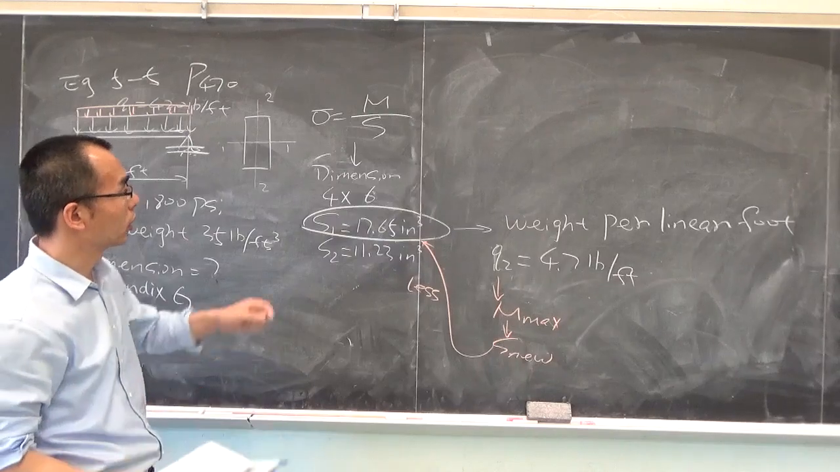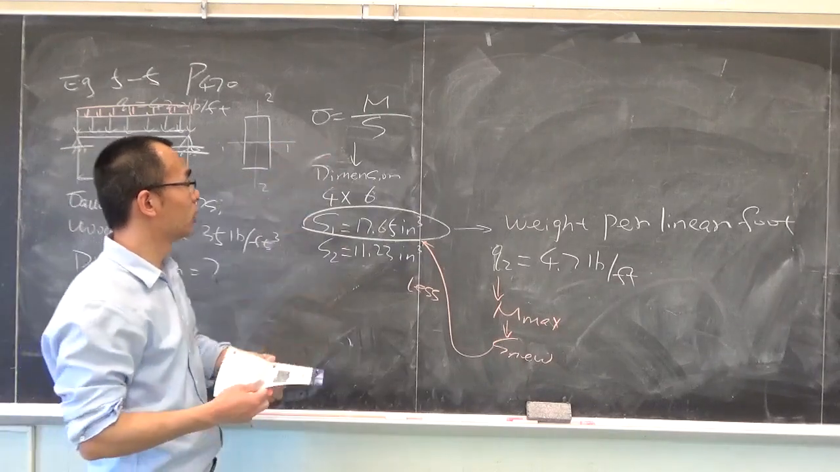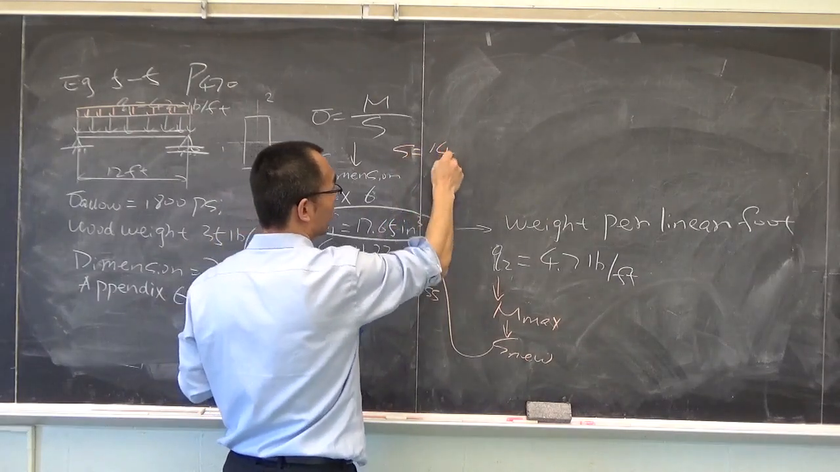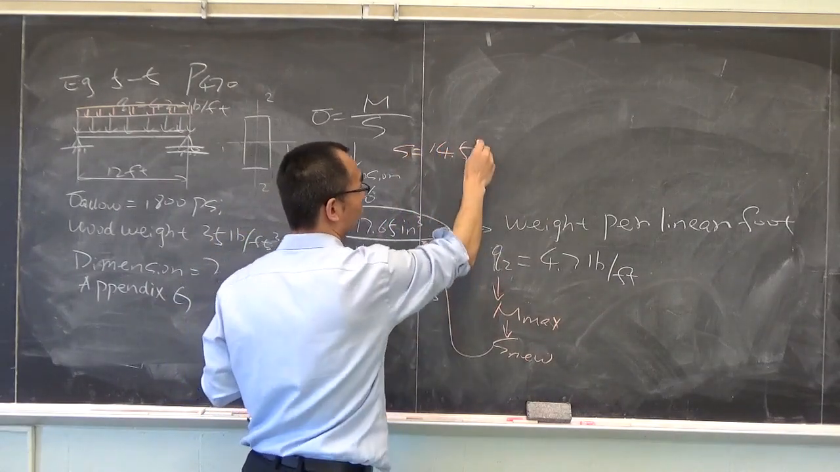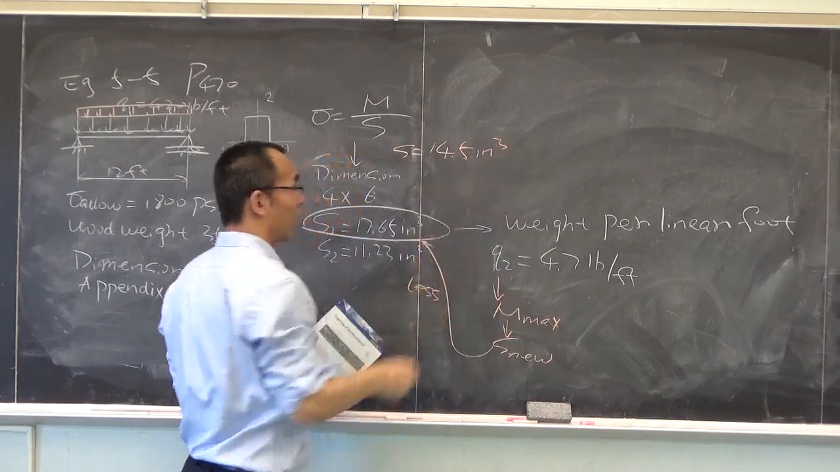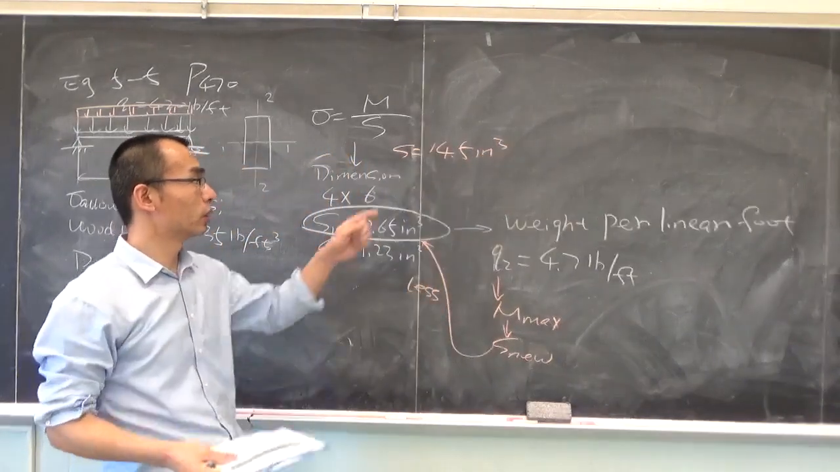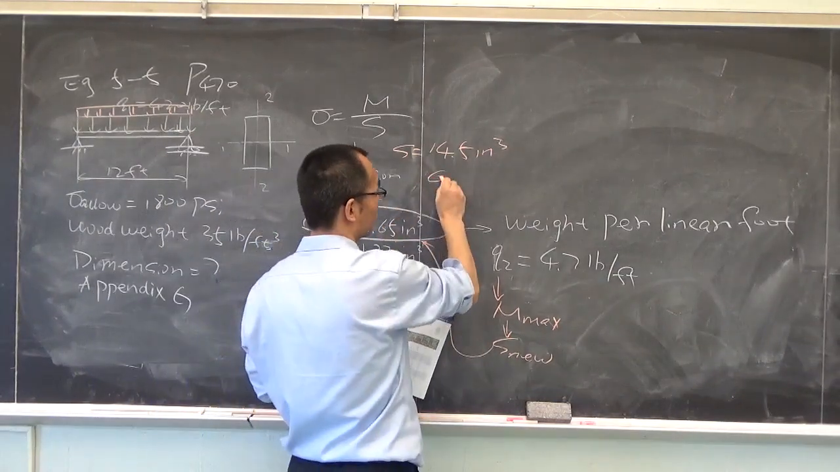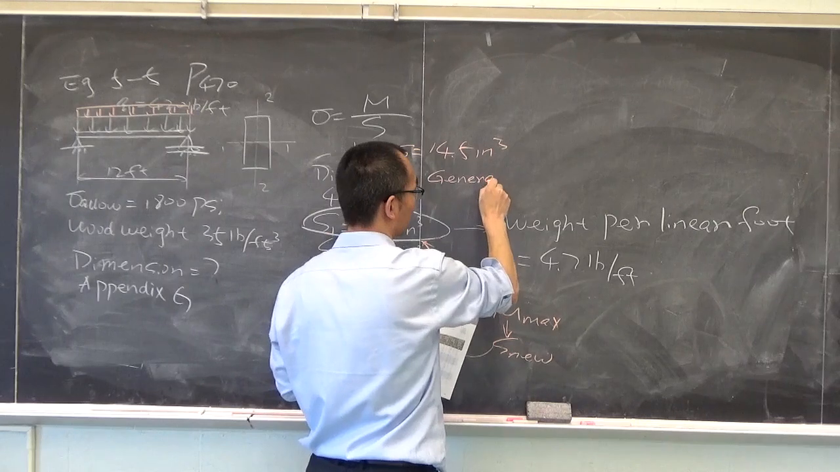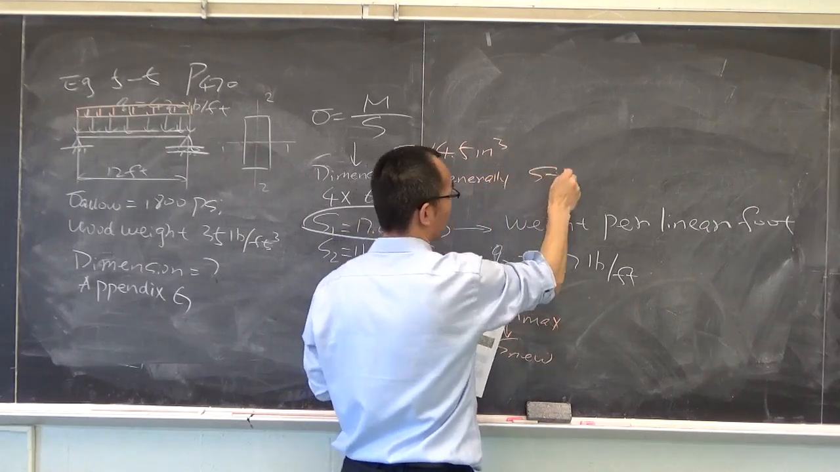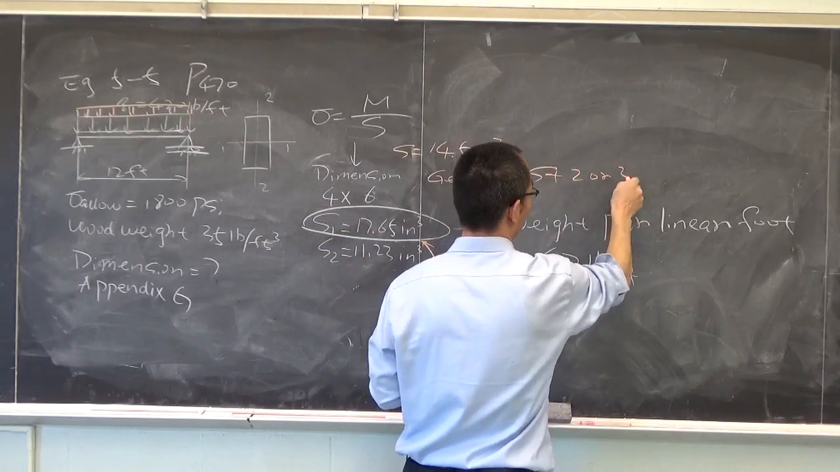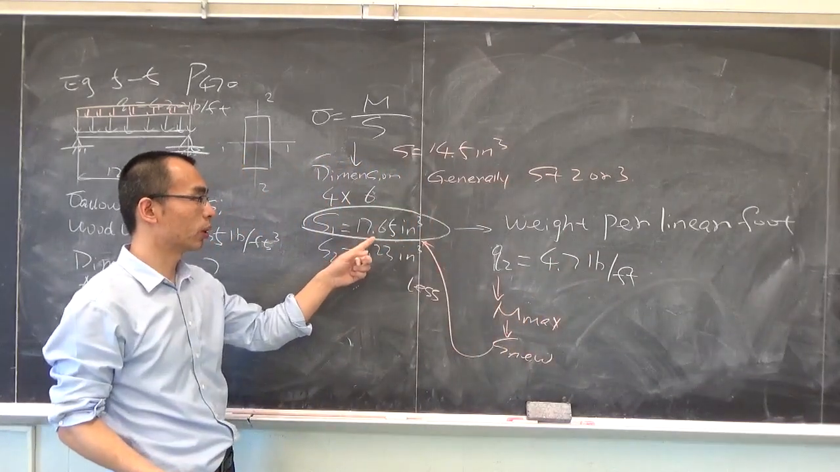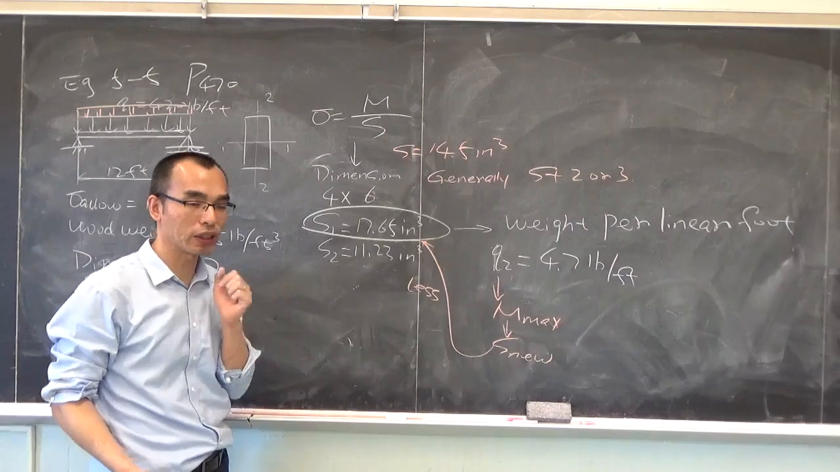Let me give you an example. Based on here, you calculate the section modulus is equal to 14.5 or something. How to select the dimension? Generally you add 2 or 3 to the section modulus. That means 16 or 17, right? So this one is 17.65. Probably that selection is good.